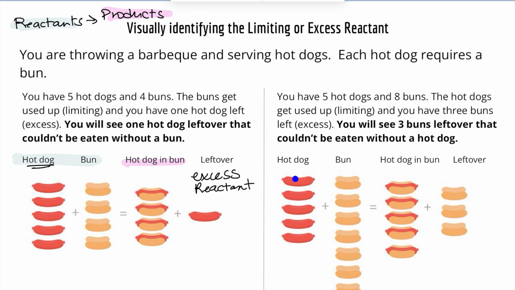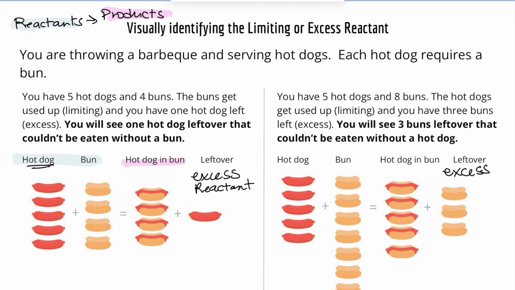Another example, if you have 5 hot dogs and 8 buns, the hot dogs are going to get used up, which now means our hot dogs are limiting, but we are going to see we have 3 buns that are left over. And so again, those buns on their own are a reactant. They are helping to produce our product, and so those that are left over would be excess. So in this case, our buns are our excess reactant.